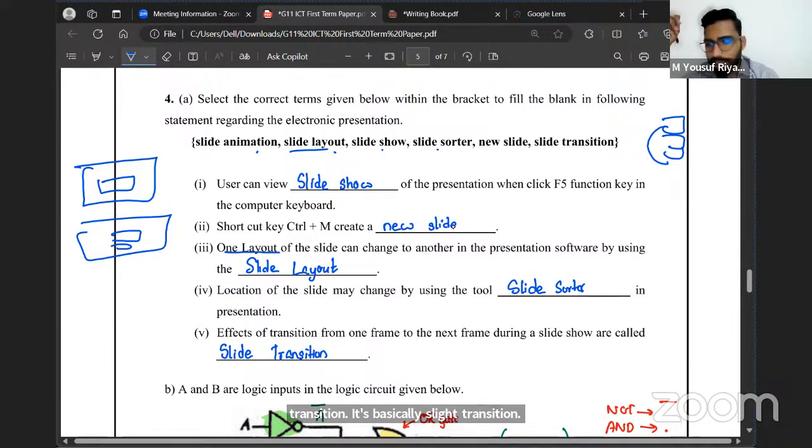So these are the answers. These are basic presentation questions. Is it the TV icon for slide transition? No, this kind of icon is to start the projector view.